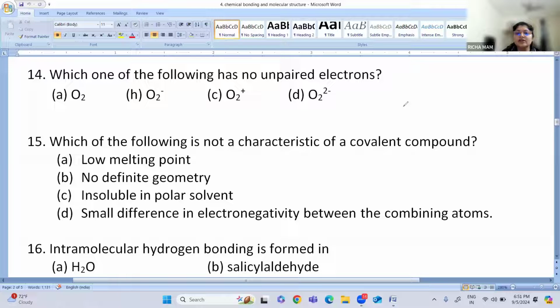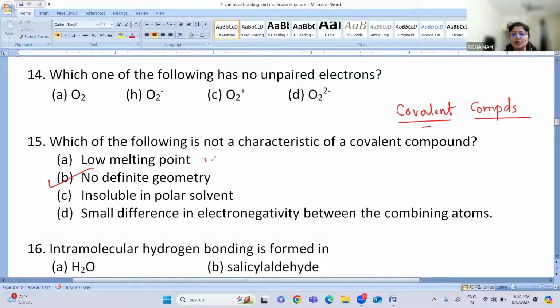So what do you mean by covalent compound? Covalent compounds are those compounds where mutual sharing of electron takes place. So in covalent compound, what are some of the characteristics? They have asked which is not a characteristic. The answer which is not a characteristic is option number B.